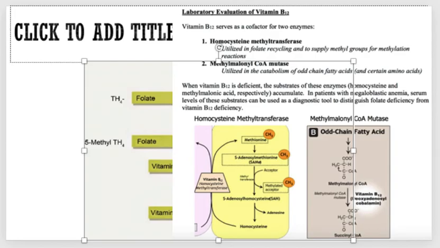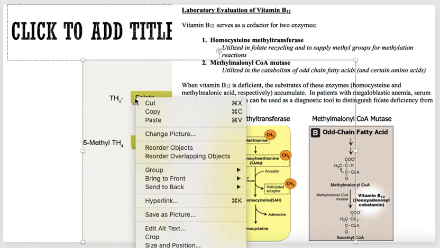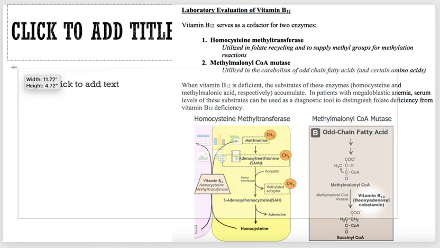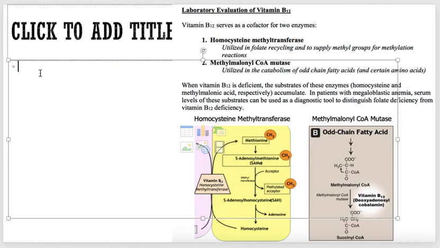I'm sorry, wait. I will delete this one for now. Okay, so you can see over here, homocysteine is not going to convert into methionine, so it is going to lead to hyperhomocystinemia. This is one thing, and the other function is that methylmalonyl-CoA is not converted into succinyl-CoA.